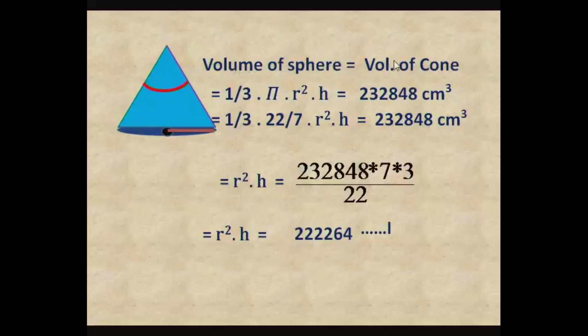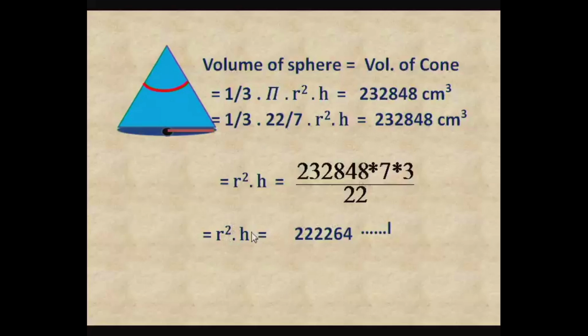Volume of sphere is equal to volume of cone, which is equal to 1 by 3 pi r square h, which is equal to 2,32,848 centimeters cube. This I am substituting all the values. Pi is 22 by 7, r square h is equal to 2,32,848 centimeters cube. Here I am transposing this 3 and 22 by 7 that side. It became r square h is equal to 2,32,848 into 7 into 3 by 22.